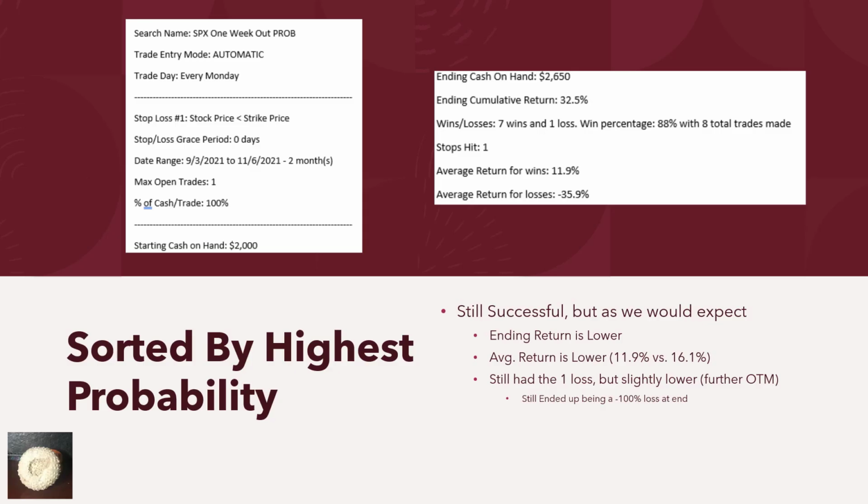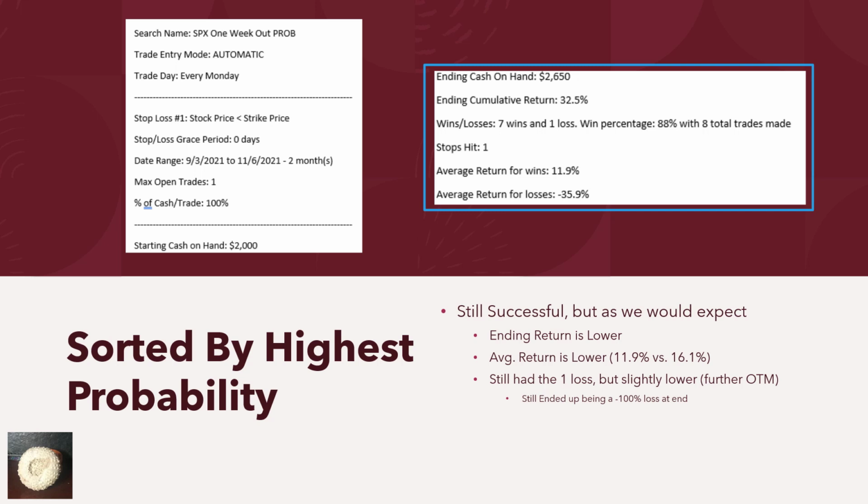That same SPX week out criteria, sorted by highest probability rather than highest return, still successful, but a lower ending return of 32.5%. Still the 88% win rate, but the average on the winners naturally dropped from 16.1 to 11.9, and the average return on the losses was slightly lower at 35.9% for the one losing trade that was closed on September 28th. Thankfully, before it went to a much larger loss where we wouldn't have been able to continue this trading strategy.